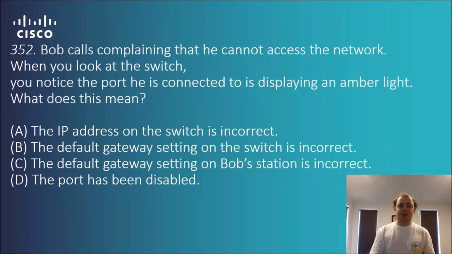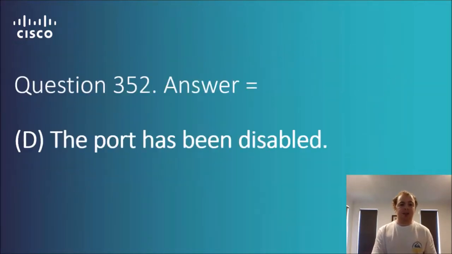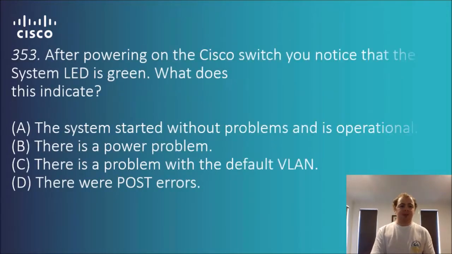Bob calls complaining that he cannot access the network. Come on Bob. When you look at the switch, you notice the port he is connected to is displaying an amber light. What does this mean? The IP address on the switch is incorrect, the default gateway setting on the switch is incorrect, the default gateway setting on Bob's station is incorrect, or the port has been disabled. In the instance when there's an amber light, we've got a few options there, but by and large, the answer here is D. If you have an amber light, the port has been disabled.